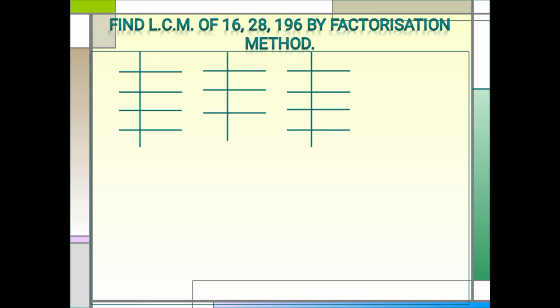Find the LCM of 16, 28, 196 by factorization method. It means you have to resolve each given number, that is 16, 28 and 196, into its prime factors. You have to break it down into its prime factors. So let's start from 16.